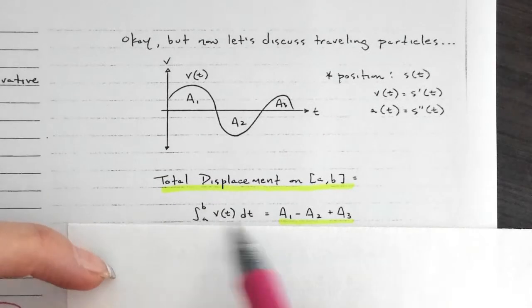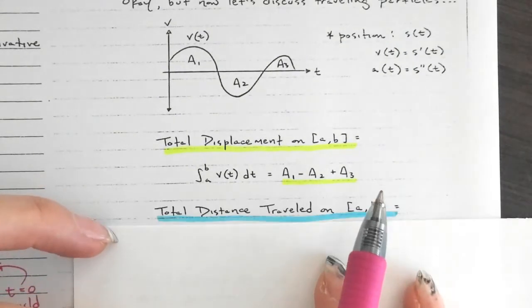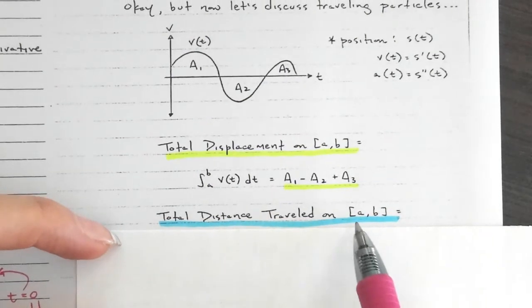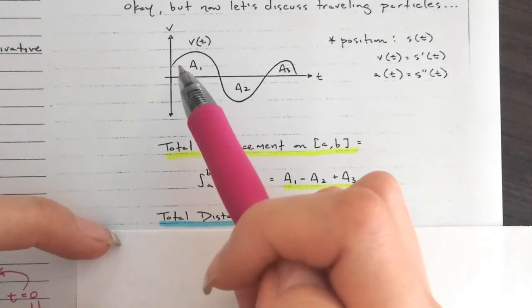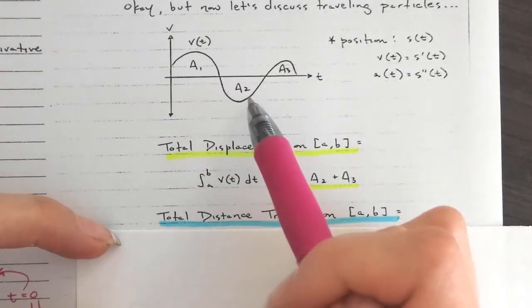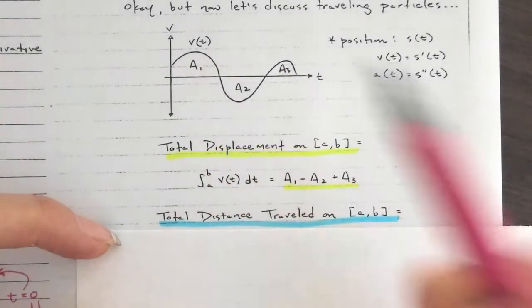But when you put it into the calculator, it just calculates for you. What if you wanted the total distance traveled? Well, think about it this way: the total distance traveled is you go to the right and you go to the left and you go to the right. You can't just subtract these, right? The total distance is all of this and all of this and all of this. You add them all together.